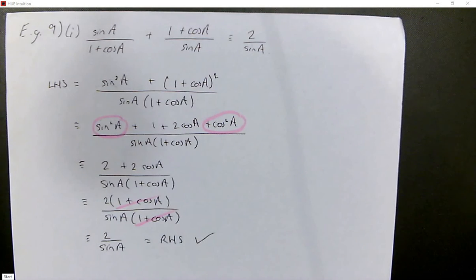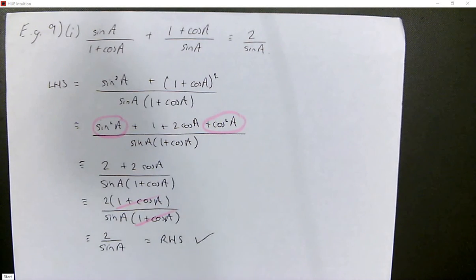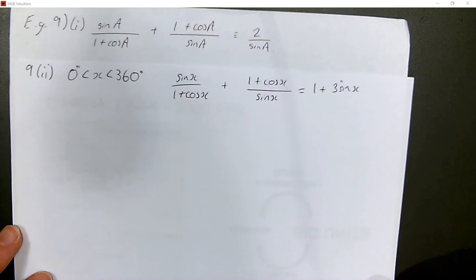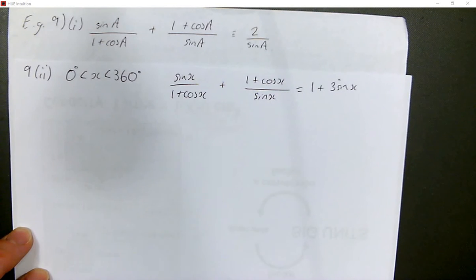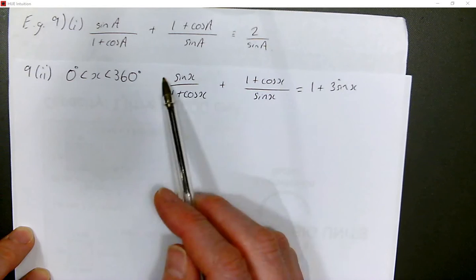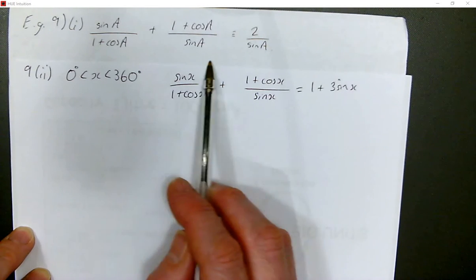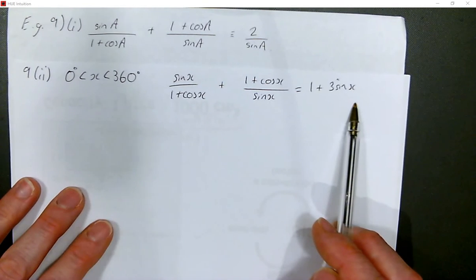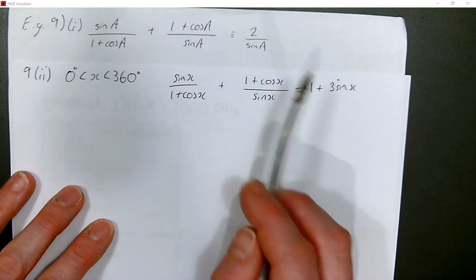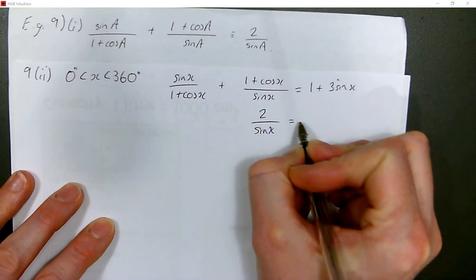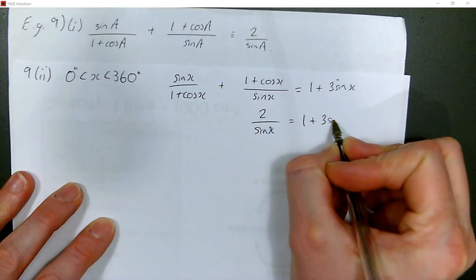So now we get on to the second part of the question, which will involve using this identity we've just proved. Okay, so for x between 0 and 360, we need to solve this equation. This part should look familiar. Equal to 1 plus 3 sine x. So we simply replace the left-hand side with what we proved it to be: 2 over sine x, equals 1 plus 3 sine x.